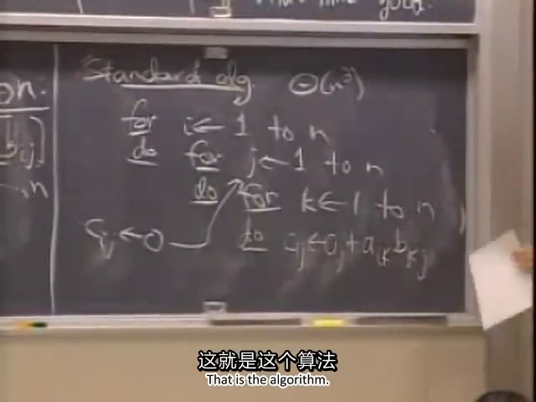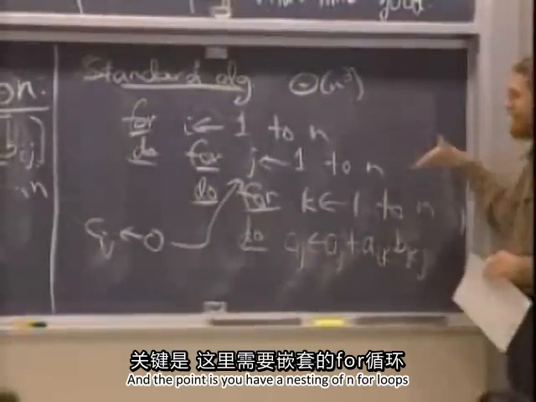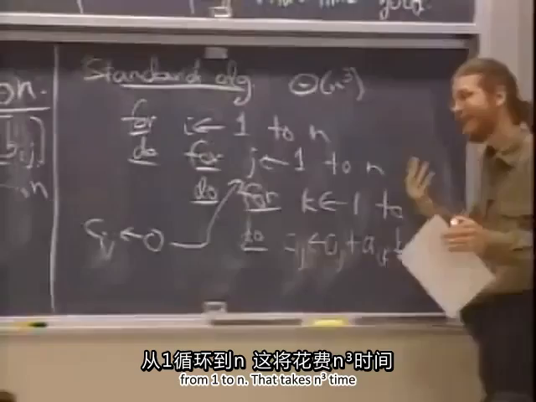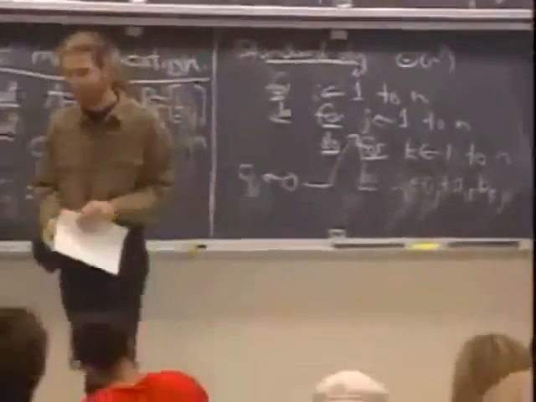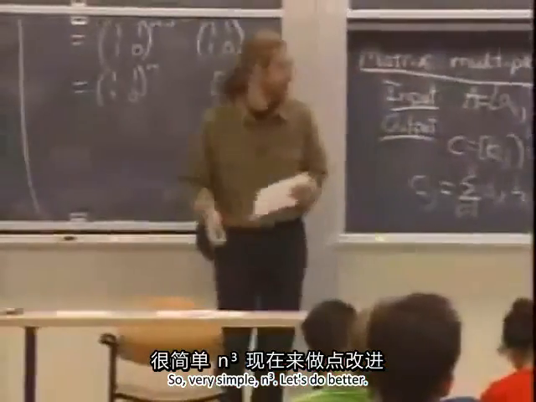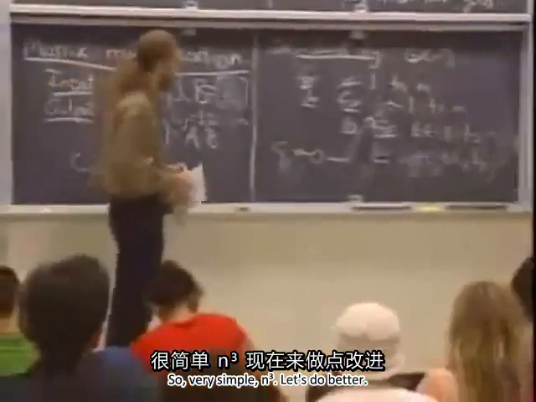So that's the algorithm. And the point is you have a nesting of n for loops from 1 to n. That takes n cubed time because this is constant, and that's constant. So very simple, n cubed. Let's do better.